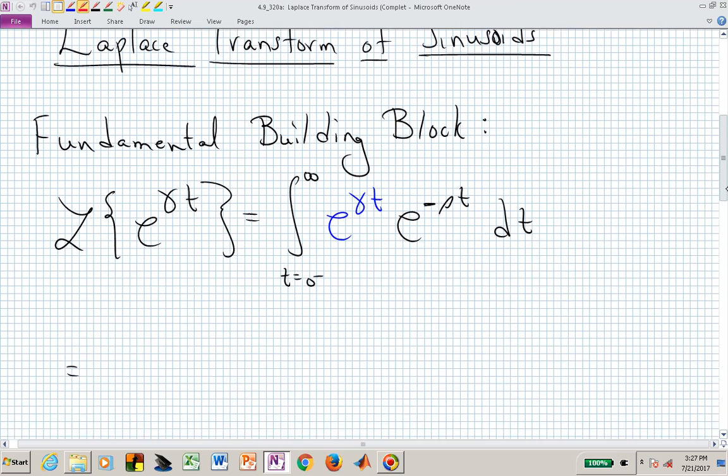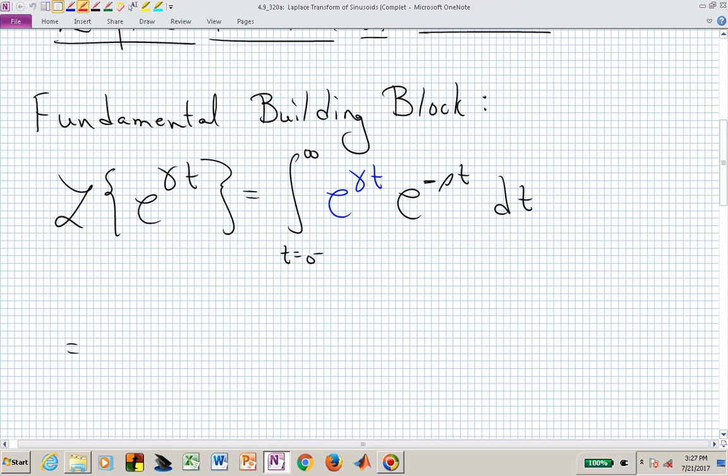Now we want to find the Laplace transform of this exponential. By definition of the Laplace transform, we have this integral from t equals 0 minus up to infinity. It's the one-sided Laplace transform, and we plug in the expression that we want to find the Laplace transform of. There's our function f of t, e to the gamma t. We weight it inside the integrand by this complex exponential, e to the minus st, and we integrate for all time from 0 minus up to infinity.